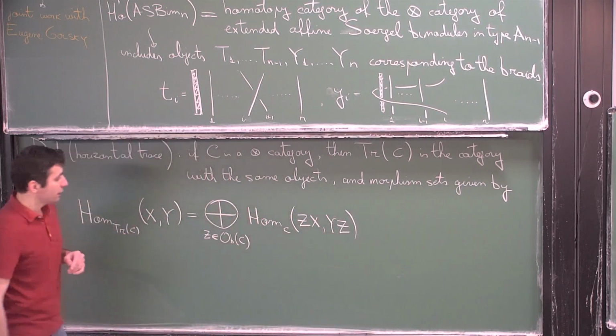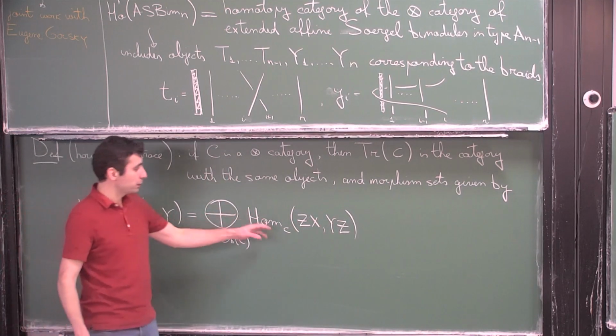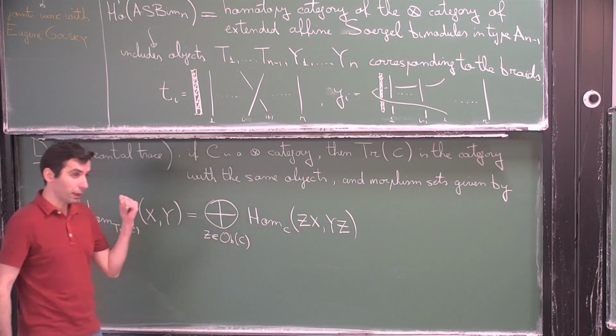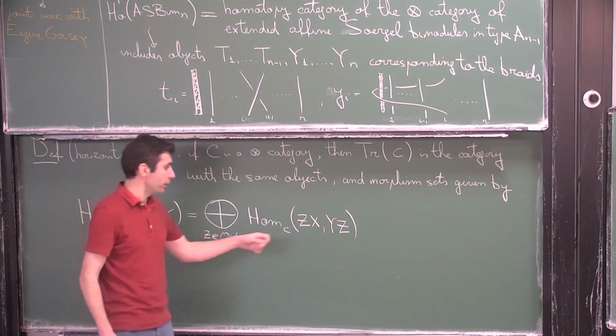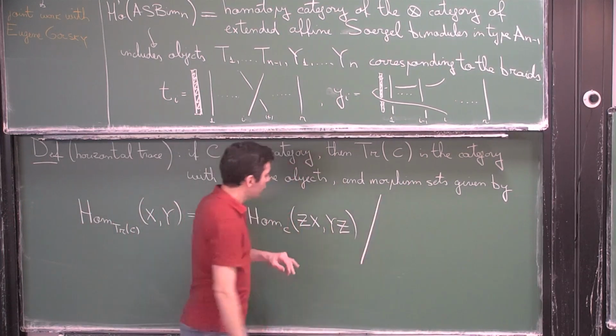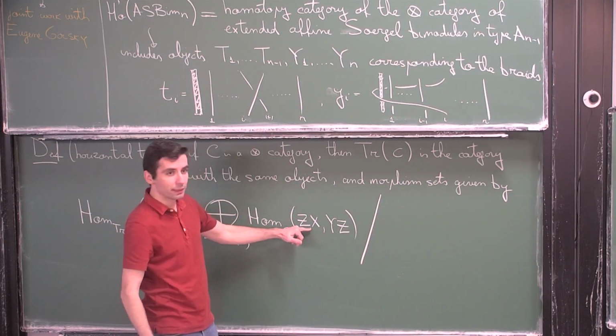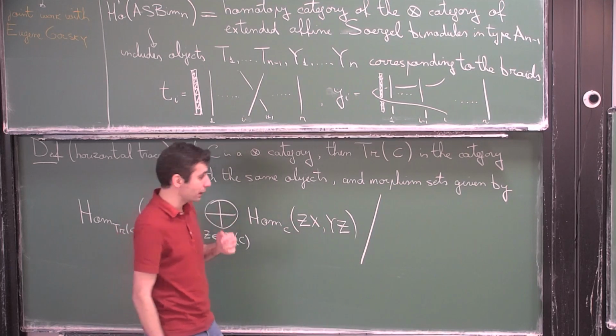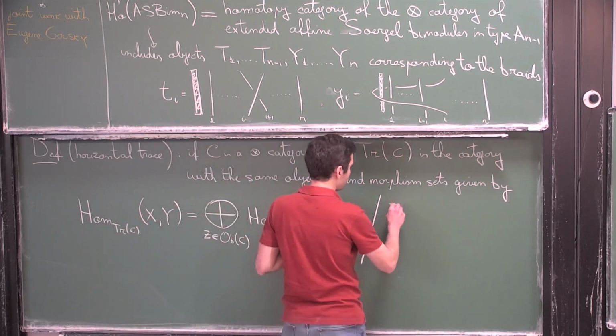So what you see here is that you don't just look at Homs from X to Y, you allow yourself to multiply it, to tensor by anything on the left in the domain and by that thing on the right in the codomain. But then you impose a relation which identifies morphisms in the summand for Z with morphisms in the summand for W, and the specific identification is the following.